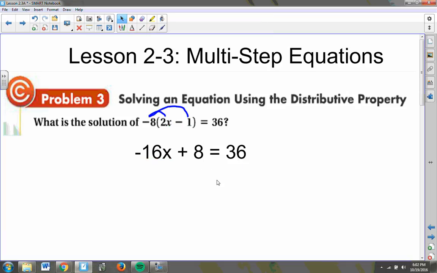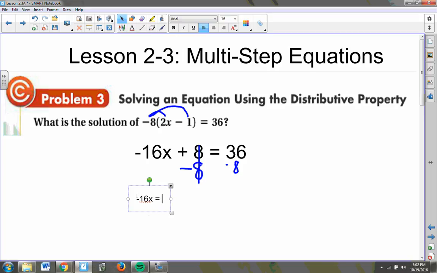Now we can solve this equation by doing the same two steps that we would normally do to solve a two-step equation. The first thing that I want to undo is this plus 8. So I will subtract 8 from both sides, cancel that out over here, minus 8 from this side as well. And I end up with an equation that says negative 16x equals 36 minus 8, which is 28.